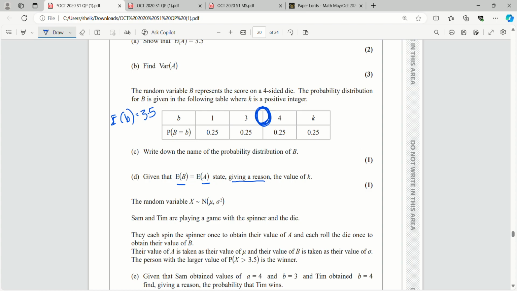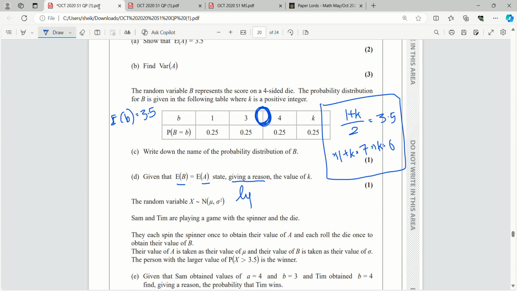Okay, so you have to state giving a reason. That means there's less focus on mathematics and more focus on logic. Since expected value is the very middle value, we know that an average represents the middle value, mean and median especially. So I can say since the expected value is 3.5, the middle value is 3.5. That means (1 plus k) over 2 equals 3.5. So 1 plus k equals 7, k equals 6. You can either show this calculation or you can simply write by symmetry k equals 6. So it's just one mark.